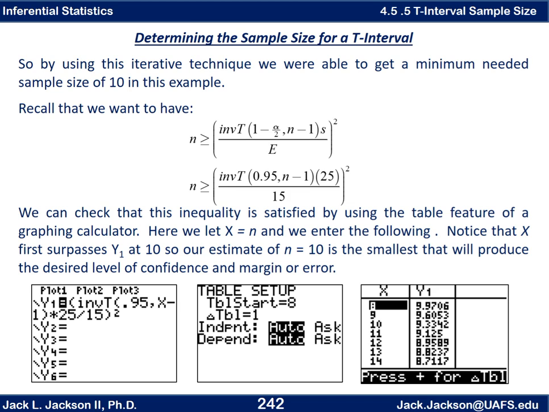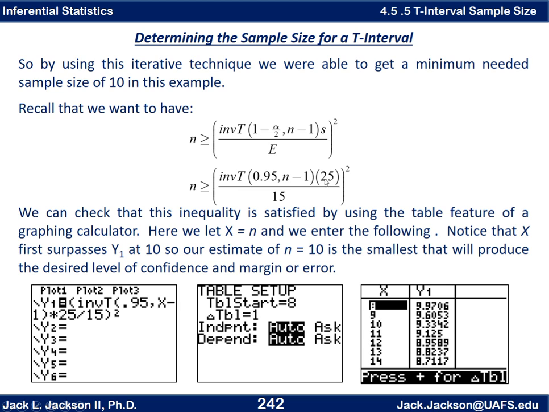Now let me just point out that we want n to be at least greater than or equal to inverse t of 0.95, n minus 1. Remember the s was 25, and 15 here for E, and squared here. So we're assuming we know the s that we're wanting, which is a sample standard deviation.